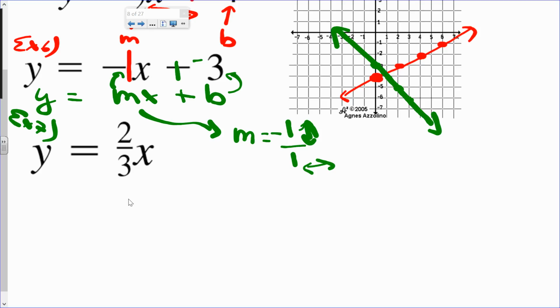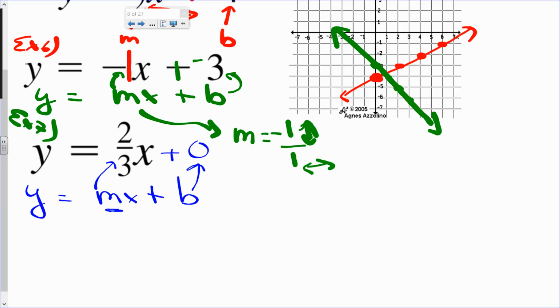So let's compare y equals 2/3 x to y equals mx plus b. Whatever's in front of your x is your slope. In this case, your slope is 2/3. That's what's in front of x. But I don't see a b, so that means b is going to be 0. Your b would be 0. So it means it crosses the y-axis at 0, right? Okay.